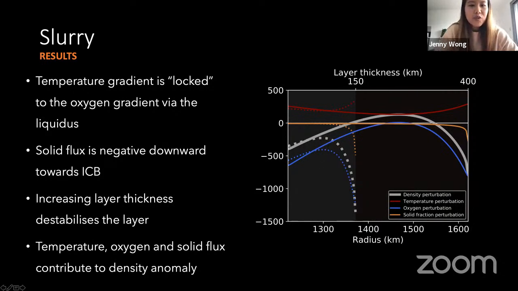These extra lines tell you the individual contributions from the temperature, oxygen, and solid perturbations. You can see that the oxygen is mainly the driver responsible for whether it's stable or unstable. And temperature is always going to be destabilizing, but what competes to win out to give a stable layer can be quite complicated to tease out.